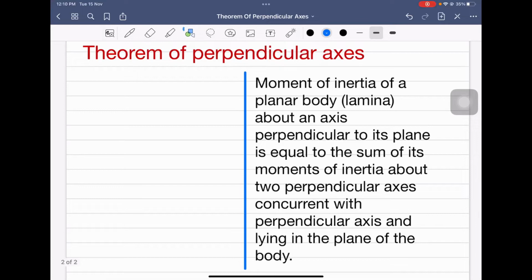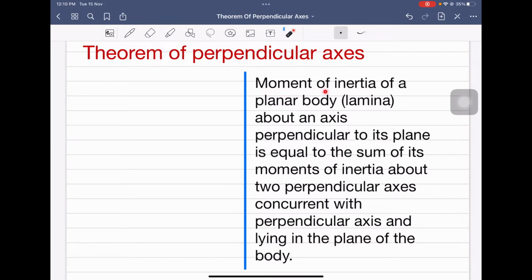Hello dear students. Today we will see how to remember the theorem of perpendicular axis easily. You cannot modify the definition. You have to write the same definition. But I'll tell you how to remember this definition easily. Okay, we'll read it out once.